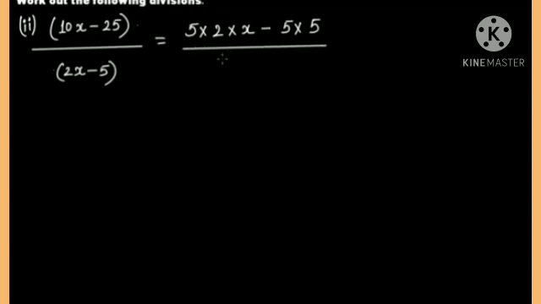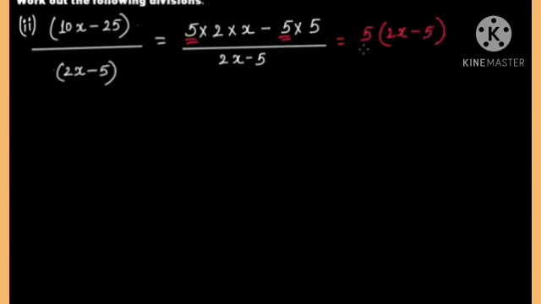10x minus 25 divided by 2x minus 5. So you have to perform this division, and now in this case if you write this as 5 multiplied by 2 multiplied by x minus 5 multiplied by 5, and this is 2x minus 5. Now this 5 and this 5, the factor 5 is common in these two terms. Taking out 5 within the bracket, you will have 2x minus 5.